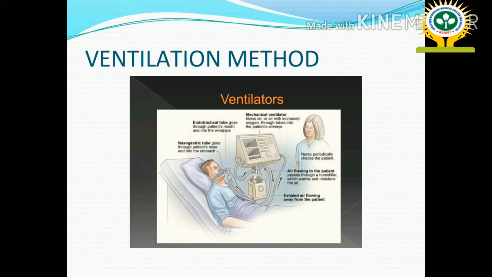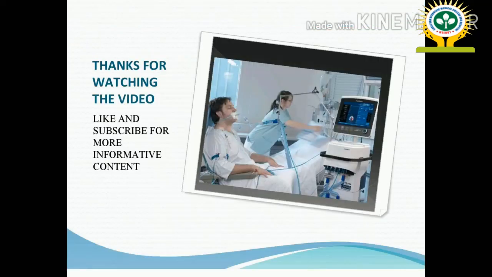The apparatus used in ventilation is called a ventilator. It is of two types: volume ventilator and pressure ventilator. This method of ventilation is mostly used to treat acute respiratory failures.